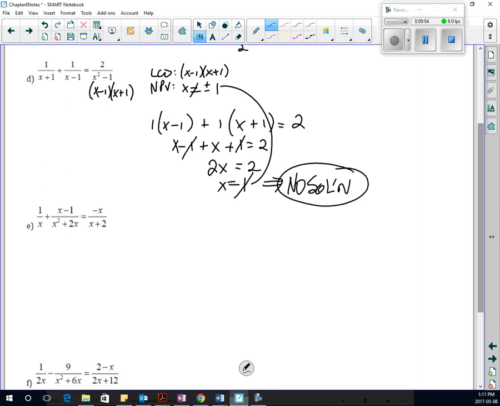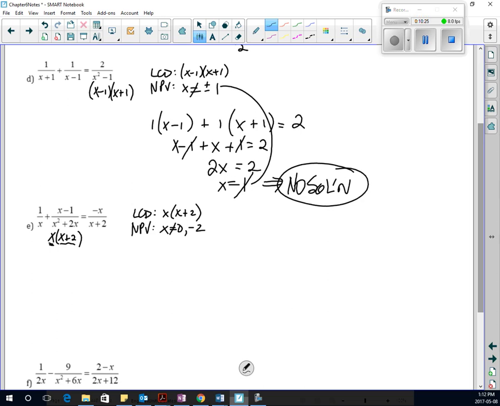Okay, next one. If I factor b, I get x bracket x plus 2. So my LCD is x times x plus 2, which means my non-permissible values. I highly recommend after you find your LCDs to go automatically to your non-permissible so you don't forget. So in this first factor, x can't be 0. And the second factor, x can't be negative 2.